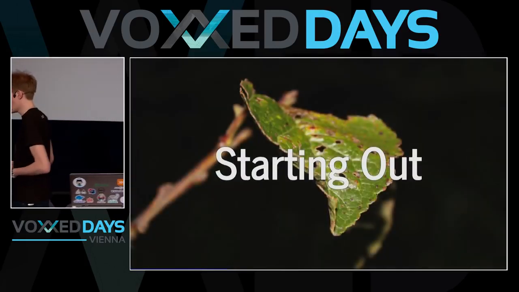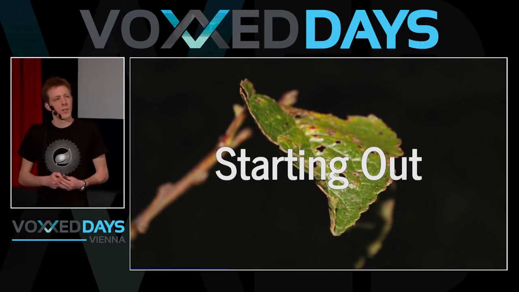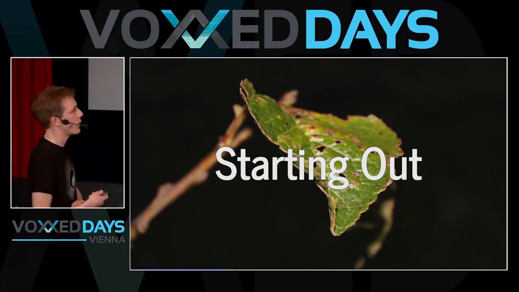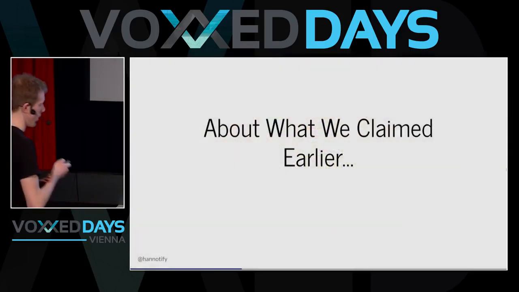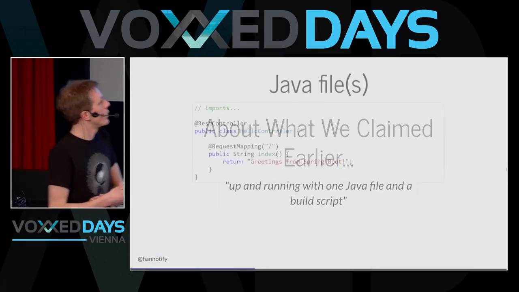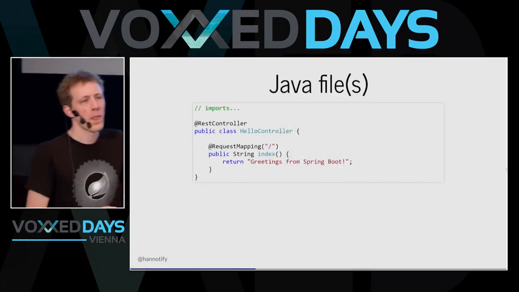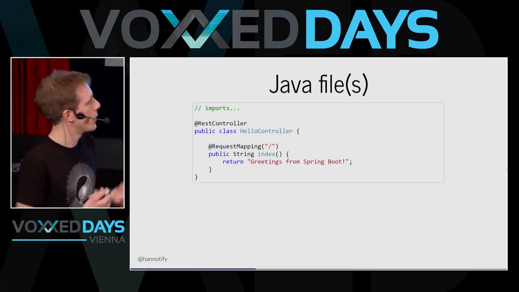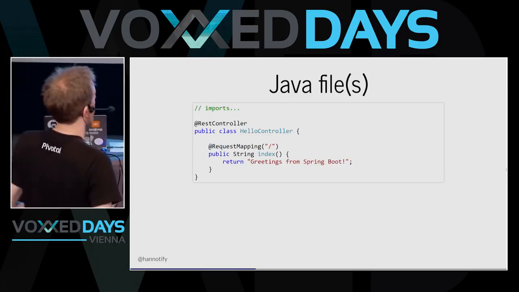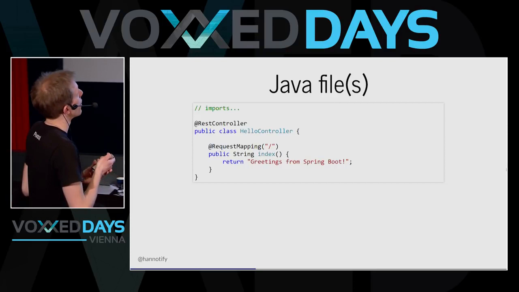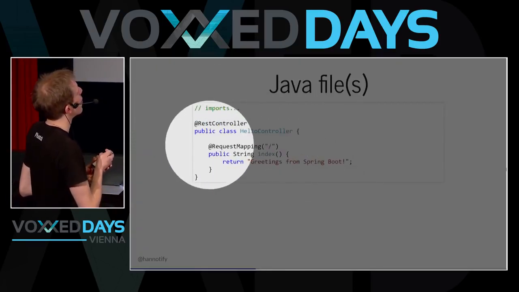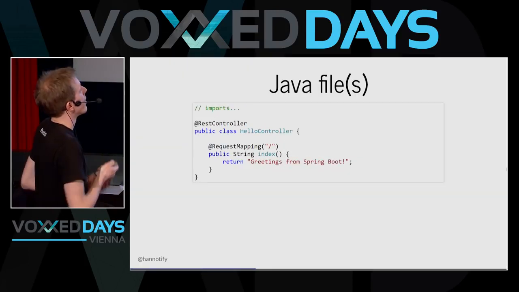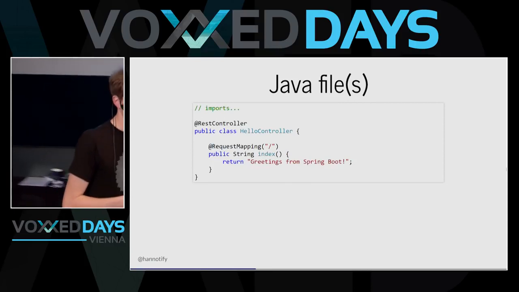Okay, so what if we would start a project? What would we need? Well, I told you earlier that you can be up and running with just a build script and a Java file, one Java class. This is not exactly true, because you need at least 2 Java files. But you know, what's the difference, right? Of course, we would need a Java file to offer some functionality. So in this case, we have a very simple REST controller with one method that listens to the root of the web server, and it just returns a string.